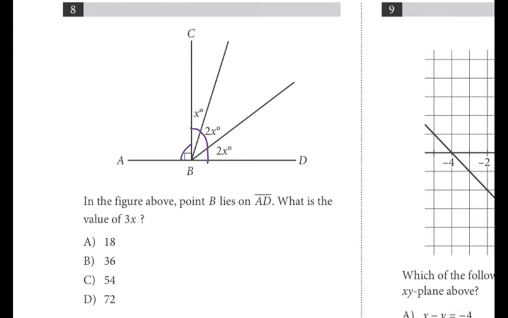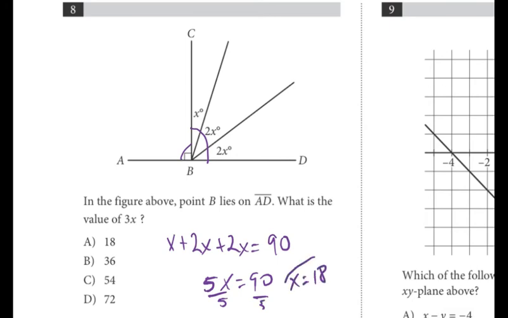Simply do the algebra. X plus 2x plus 2x equals 90. Solve for x, combining like terms. 5x equals 90. Divide by 5. X equals 18. The question asks for the value of 3x, so 3 times 18 would be 54. Answer choice C. Level of difficulty from 1 to 10, 10 being the most difficult: this is a level 4.